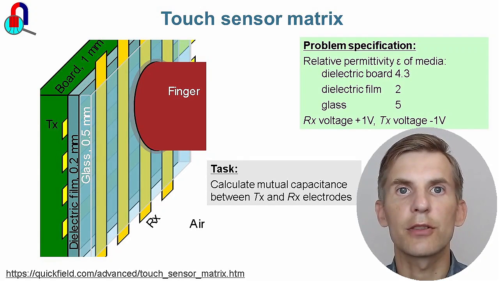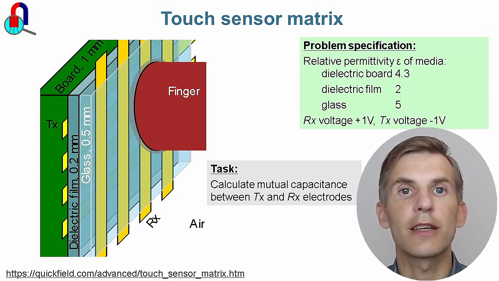Touch sensor matrix. A touch sensor matrix can detect the human finger position. It consists of two groups of electrodes, transmitting electrodes and receiving electrodes. So it's like a combination of a lot of simple touch sensors into a single one.